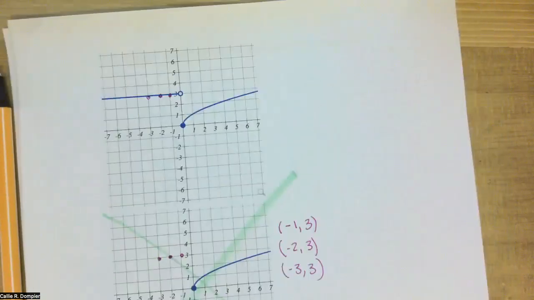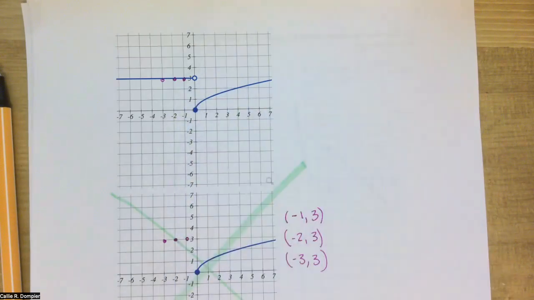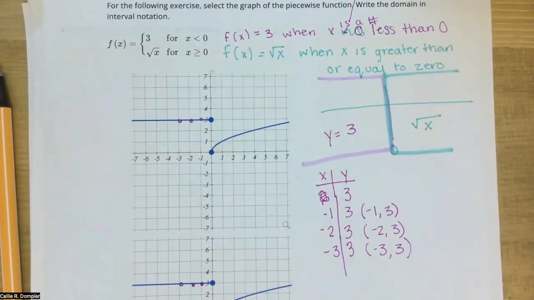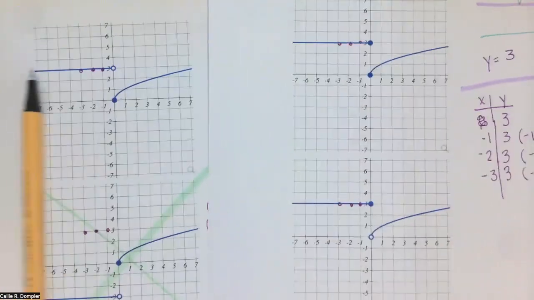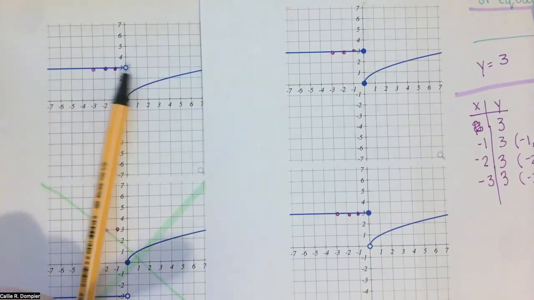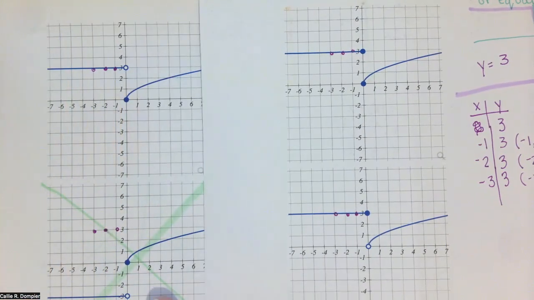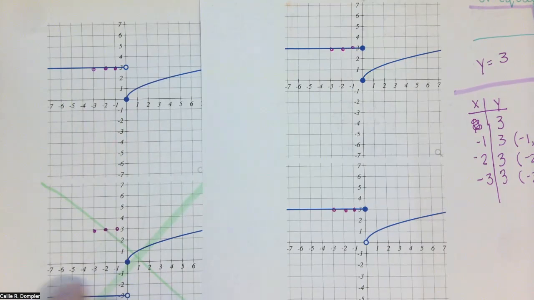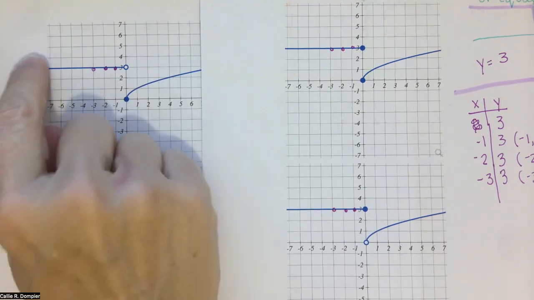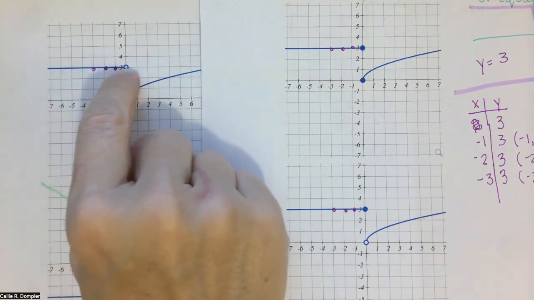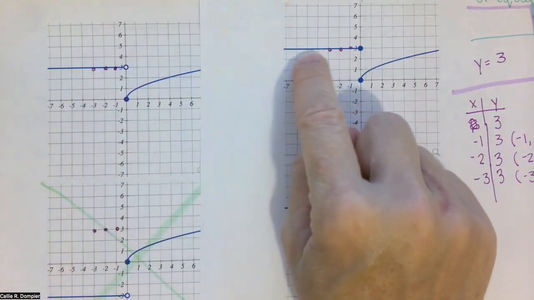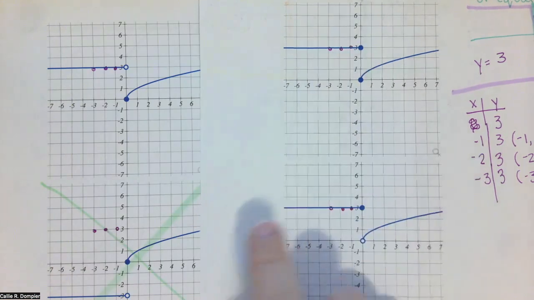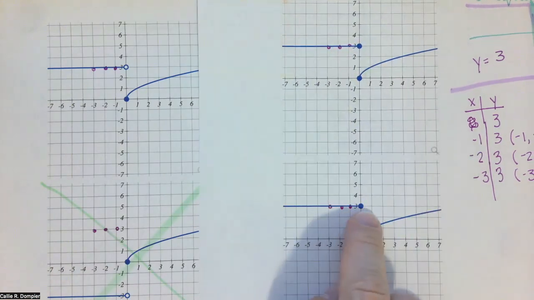We just have to decide, is it this graph? Is it this graph? Or is it this graph? Okay. Let's look at them all together. What are the differences? We eliminated this one because that line is not in the right place. So we know it's not that one. Here we have y equals 3 up to 0. Here we have y equals 3 up to and including 0. Here we have y equals 3 up to and including 0.